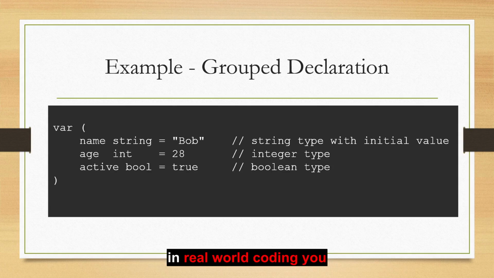Why does this matter? In real world coding, you will often be dealing with related data. Group declarations make your code cleaner and easier to manage, especially when you are initializing multiple fields together, like in a sign up form, a struct, or even reading from a database. Don't forget to use the correct type for each variable, and remember that bool only accepts true or false, not true in quotes.